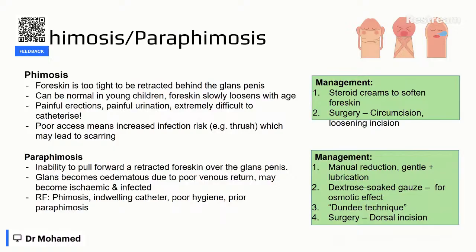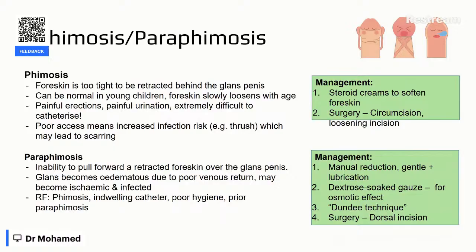Dextrose soaked gauze, so that's like a dextrose wrap. I think the jury is out on whether those actually work or not. I think typically people will just go for a manual reduction. If that doesn't work, then there's something called the Dundee technique, which I'd recommend looking up, but essentially it involves making some small holes around the edematous area and squeezing onto the glans to reduce the edema. This is done with a penile block, with a good amount of local anaesthetic, because otherwise it would just be excruciating for the patient. And then attempting the manual reduction again.